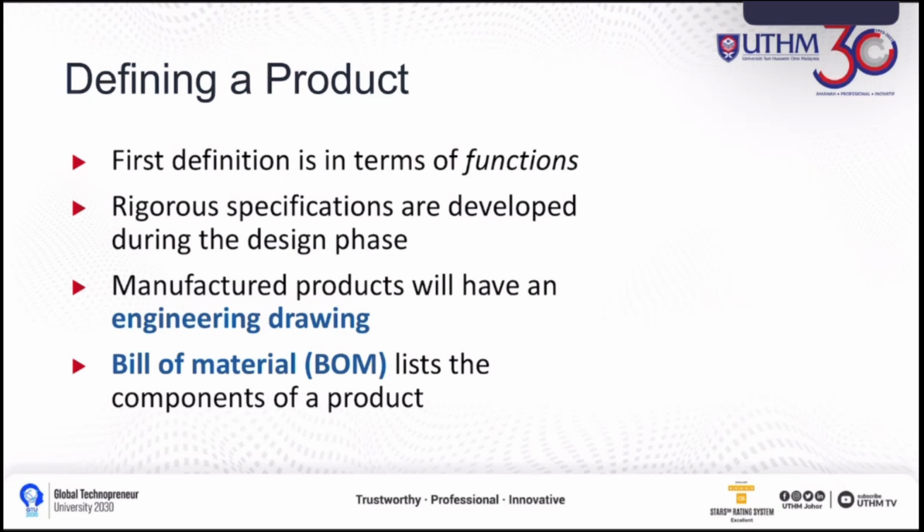We need to have camera specifications that will include the megapixel, the image stabilization, for example. So these specifications will provide a clear guidance for the engineers and the designer. Okay, so that's why we need to list out that first. And then the next one is manufacture product will have an engineering drawing. And then the last one is bill of material, list the component of a product. So these are the first thing needed when you want to design your product.